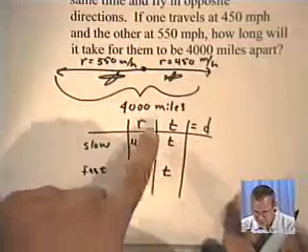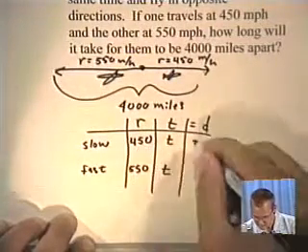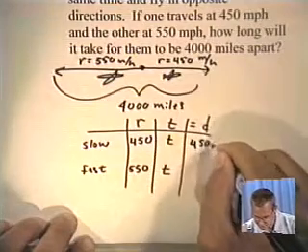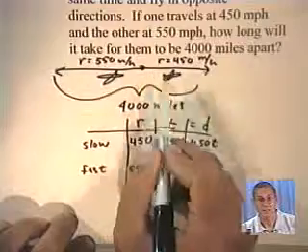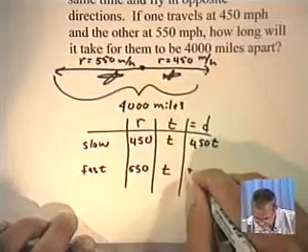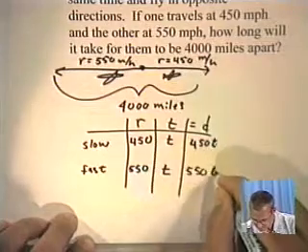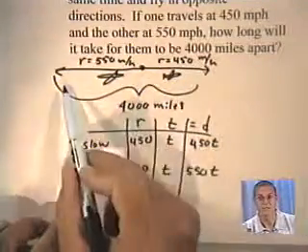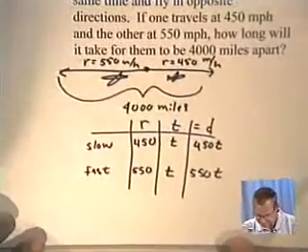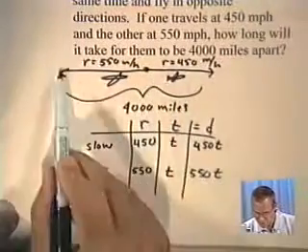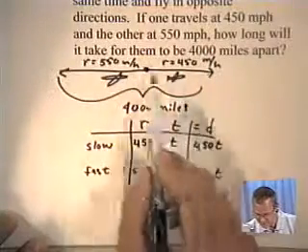Well, I know that rate times time equals distance. So 450 times t gives me 450t. That's going to represent the slow airplane's distance. Similarly, rate times time equals distance, and that gives me the faster airplane's distance. Now let's try to figure out an equation. Well, I know that the total distance is 4,000. I know that this distance is 450t.